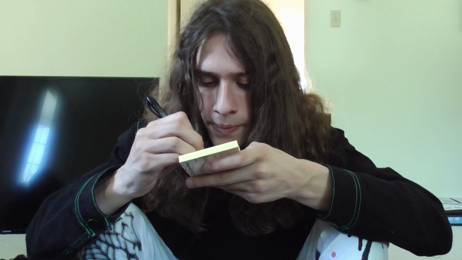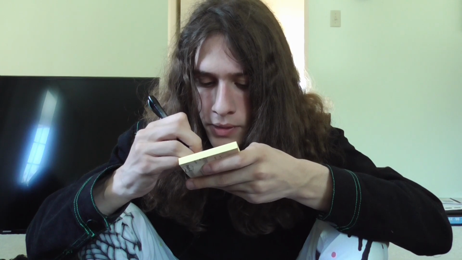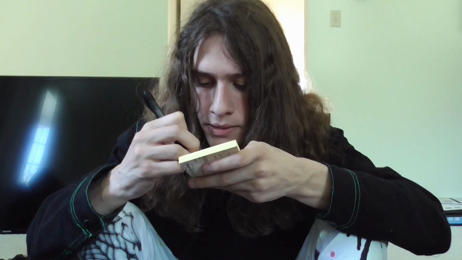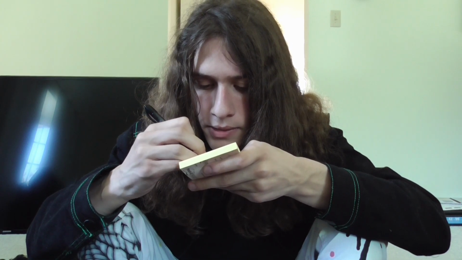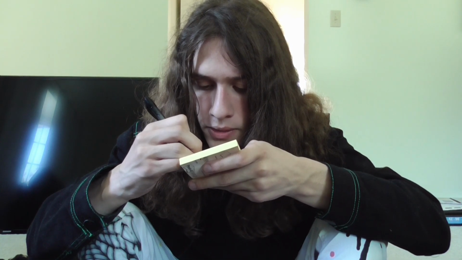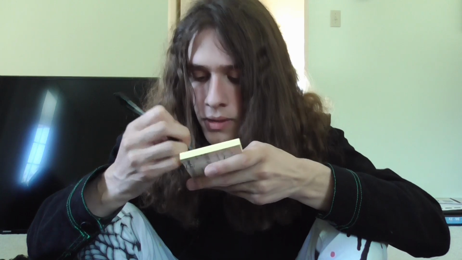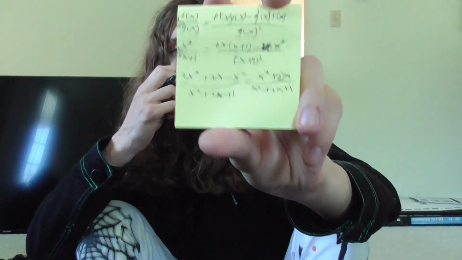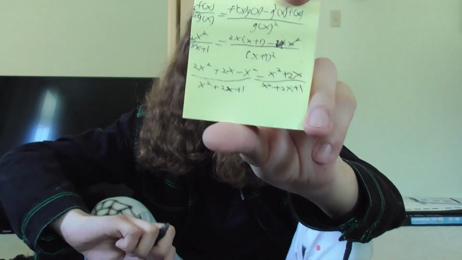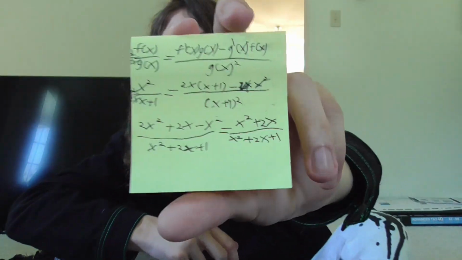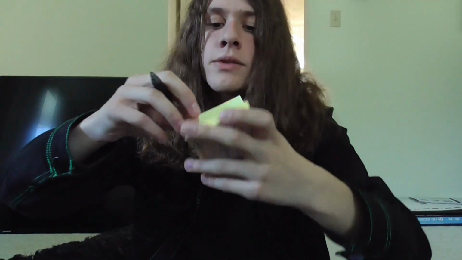equals x squared plus 2x over x squared plus 2x plus 1. So that is the result of our division derivative. That's how you take division derivatives. Next, we're going to go over trig. And by trig, I guess I'll go over all of the trig.